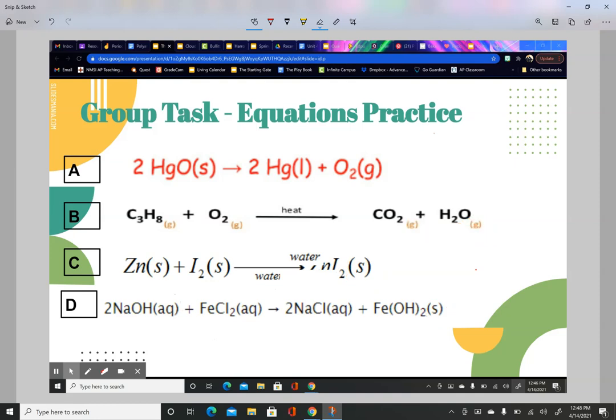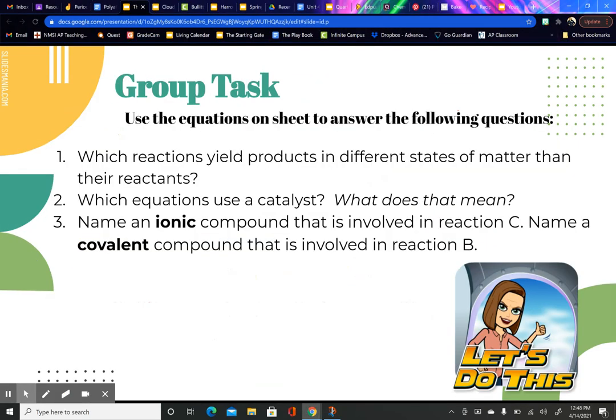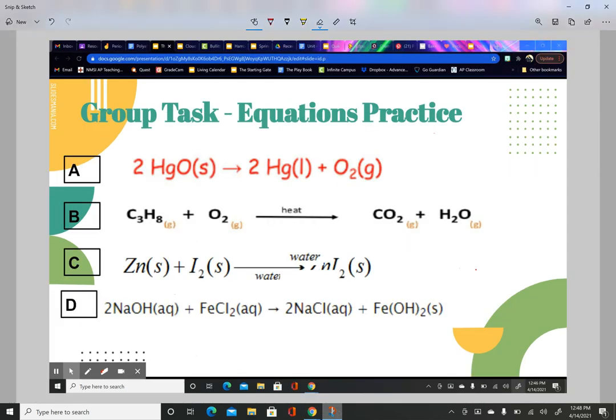All right. The next question is, which equations use a catalyst? And what does that mean? If we look at these three, if it uses a catalyst, the catalyst will appear over the arrow. As you can see, we have a catalyst here. We have a catalyst here. It's hard to see because it's kind of in the way, but those two are the ones that have something that appears over the arrow. And what that means is it's going to make it happen faster. So number 2 should have been B and C.